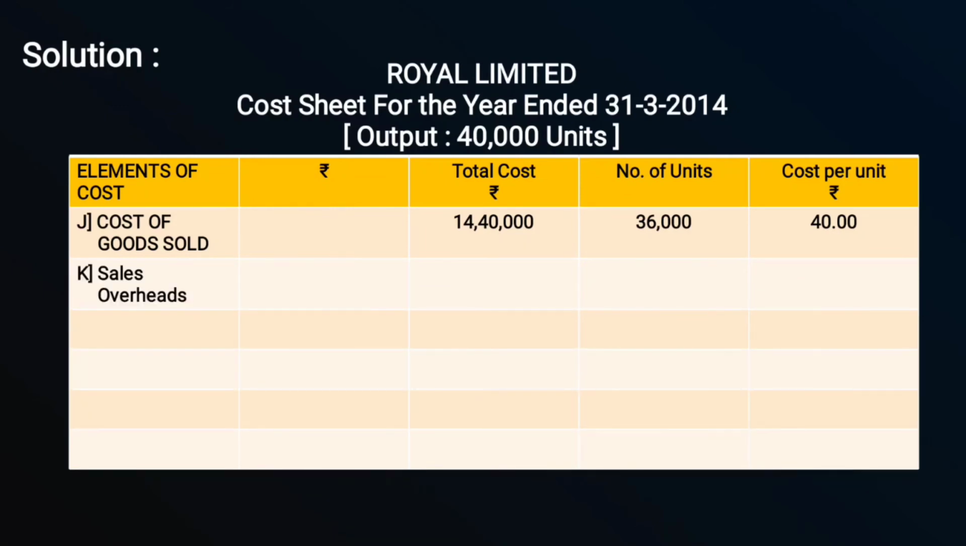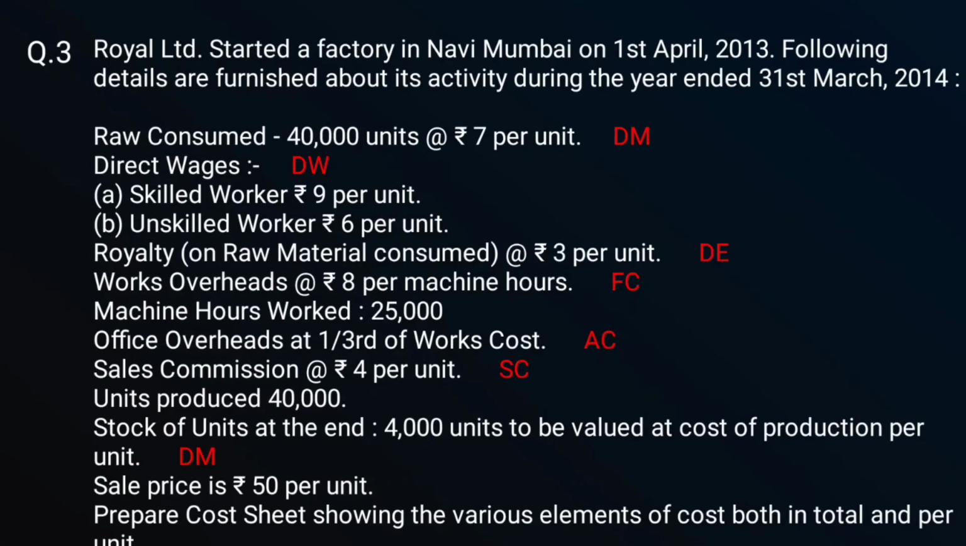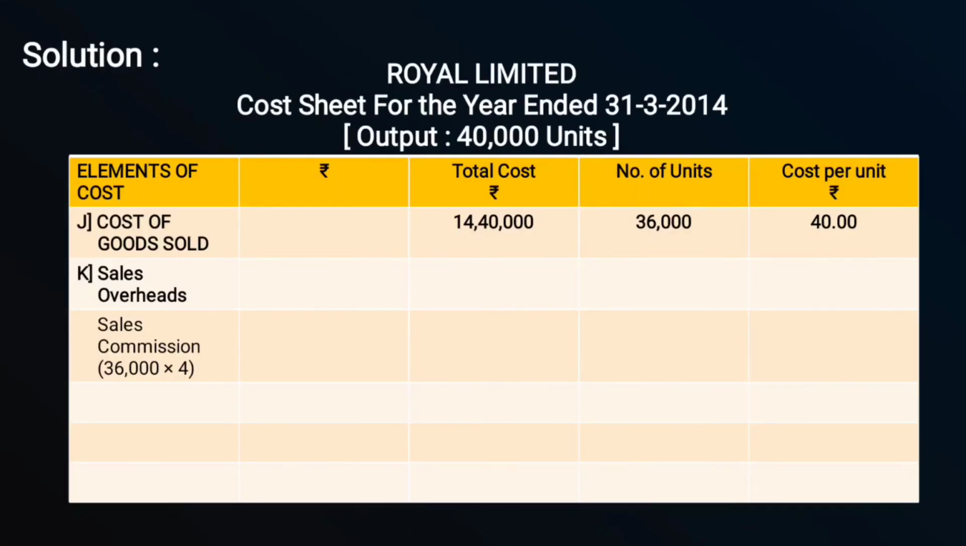Part K, sales overheads. Sales commission at the rate of 4 per unit is given. So we'll record it, sales commission as 36,000 units into 4 per unit. So the total amount will be 1,44,000. Number of units is 36,000 and cost per unit will be rupees 4 per unit. So cost of sales will be rupees 15,84,000. Number of units will be 36,000 and cost per unit will be rupees 44 per unit.